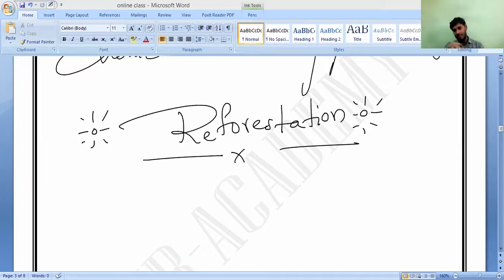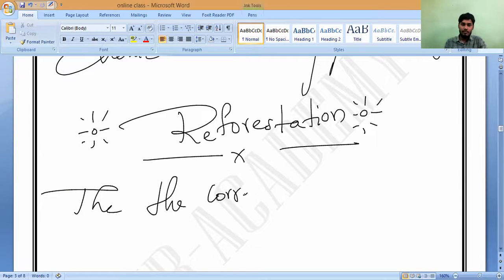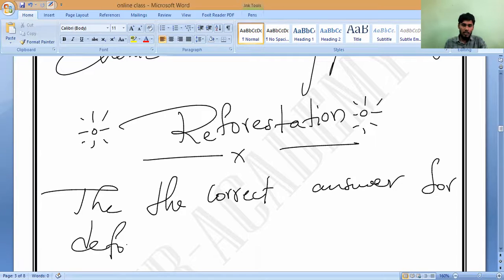What is the permanent solution? Reforestation. So that is what you can write. The answer to the problem of deforestation is reforestation. Deforestation is the question for us, correct or not? So the correct answer for deforestation is reforestation.